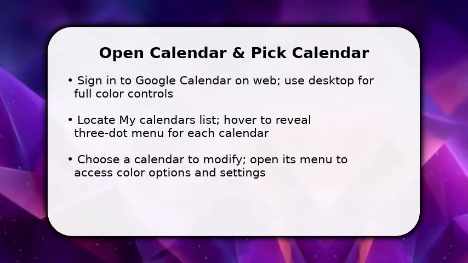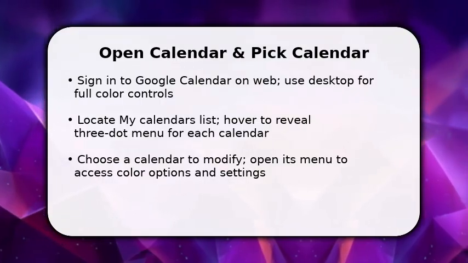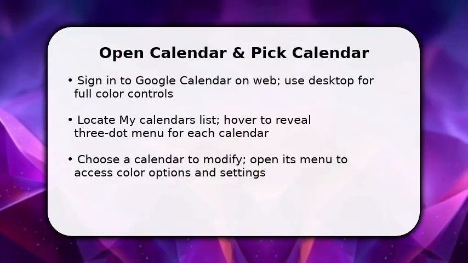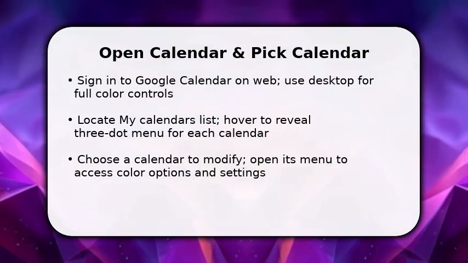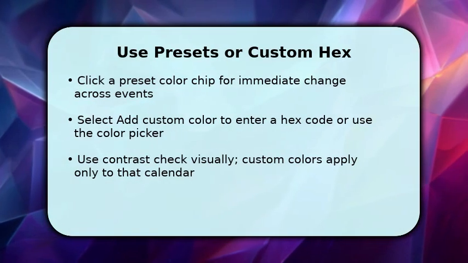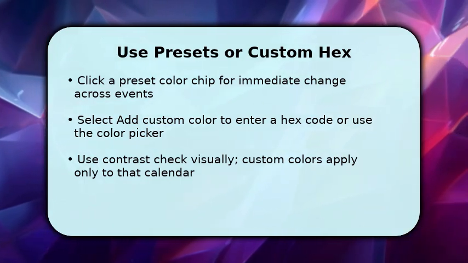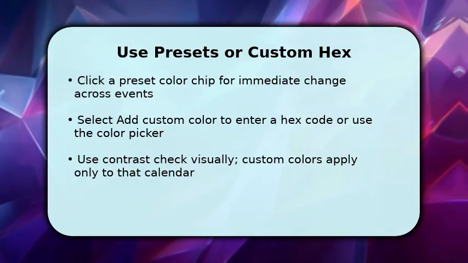Once done, you'll either pick a preset color immediately or open settings for advanced choices. Both paths let you start customizing instantly. Now choose between quick presets and a custom shade. If speed matters, click any preset color chip. It applies instantly across all events for that calendar.